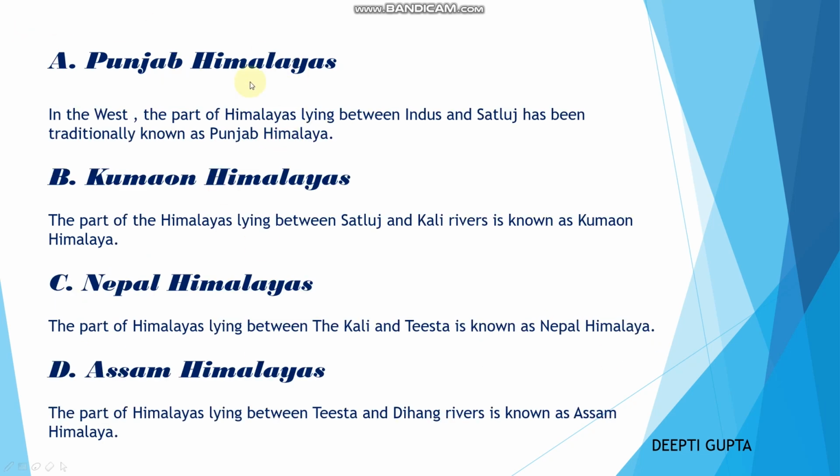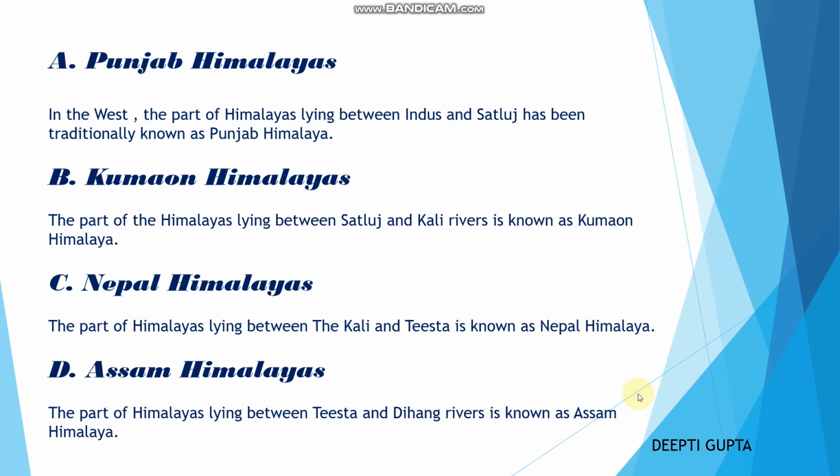First is your Punjab Himalayas. In the west, the part of the Himalayas lying between Indus and Satluj has been traditionally known as Punjab Himalayas. Second is your Kumaon Himalayas. The part lying between Satluj and Kali river is known as Kumaon Himalaya. Third, Nepal Himalayas. The part lying between Kali and Tista is known as Nepal Himalayas. And Assam Himalayas, the part lying between Tista and Dihang river.